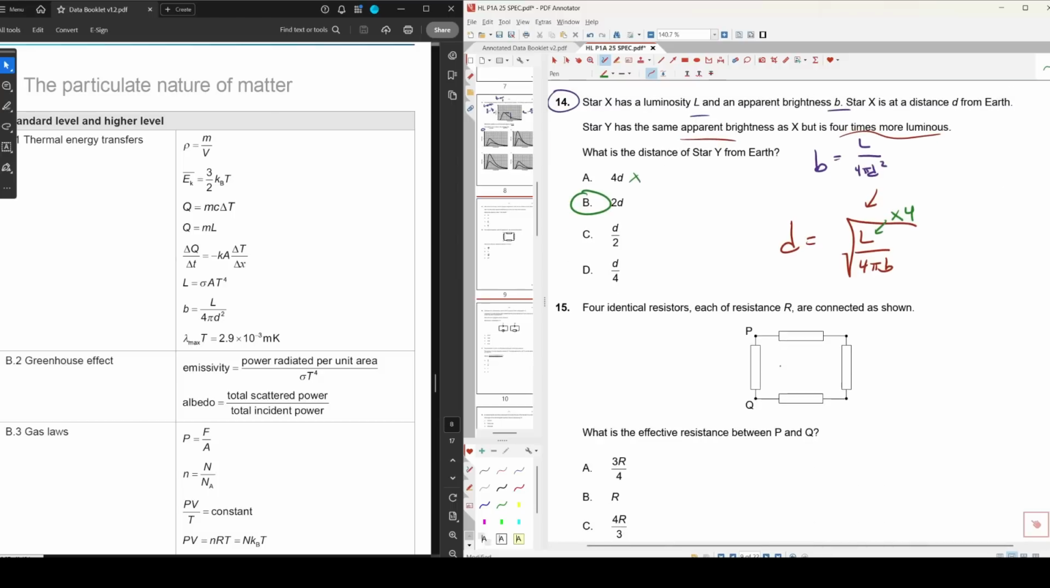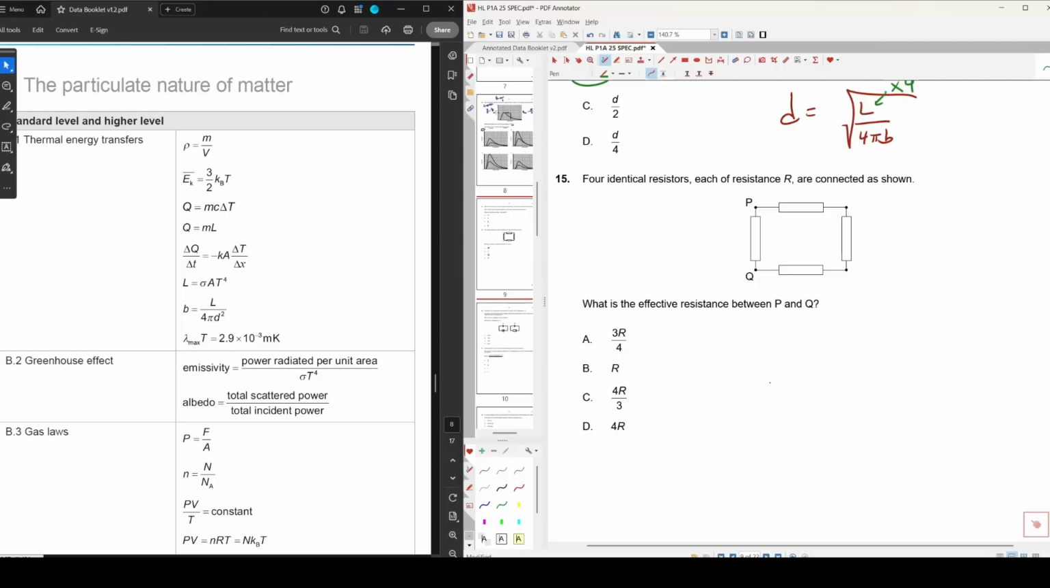4 identical resistors are connected as shown. What's the resistance between P and Q? Great question. This is tricky because of how this is set up. So I'm going to measure the resistance from P to Q. So look for the connections that are happening here.